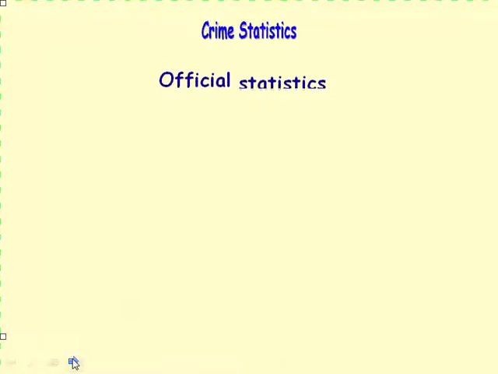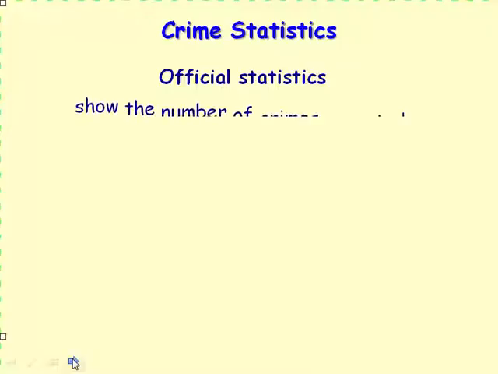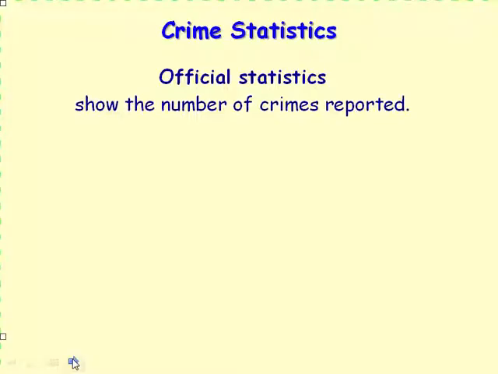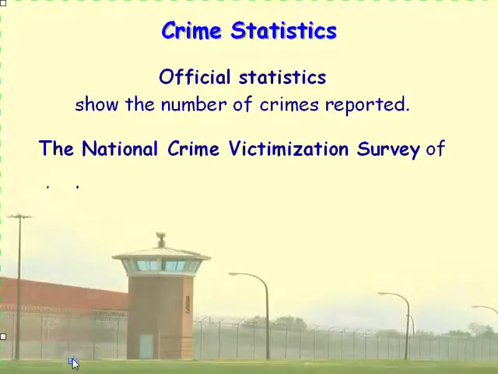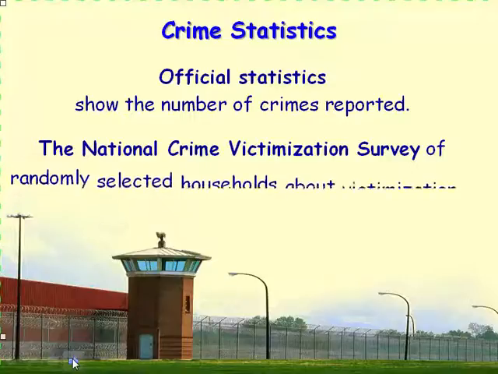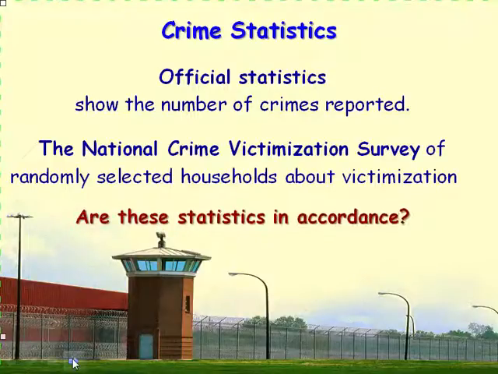Crime statistics in the U.S. include the official statistics that show the number of crimes reported to all police agencies, as well as the National Crime Victimization Survey of randomly selected households who are questioned about victimization. Are these two sets of statistics, gathered in different ways, in agreement?